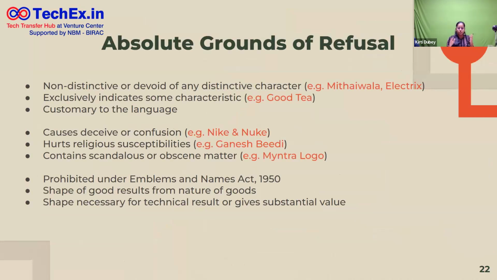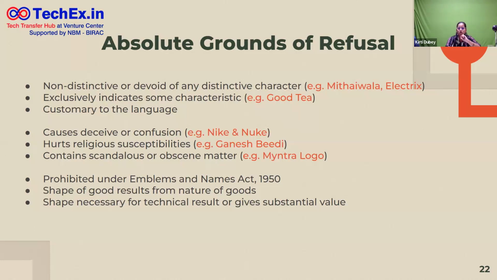Now, absolute grounds of refusal pertain to characteristics or traits, or any grounds of refusal which have a direct relation to the mark under examination. So any mark which has no characteristic or is devoid of any distinctive character, which is very plain and not able to relate to or represent a product or service, is not registrable. Or any mark which causes confusion to the public, hurts religious sensibilities, or has some obscene matter, is not registrable, or is not allowed under certain acts, or has elements which are not registrable according to these grounds itself.